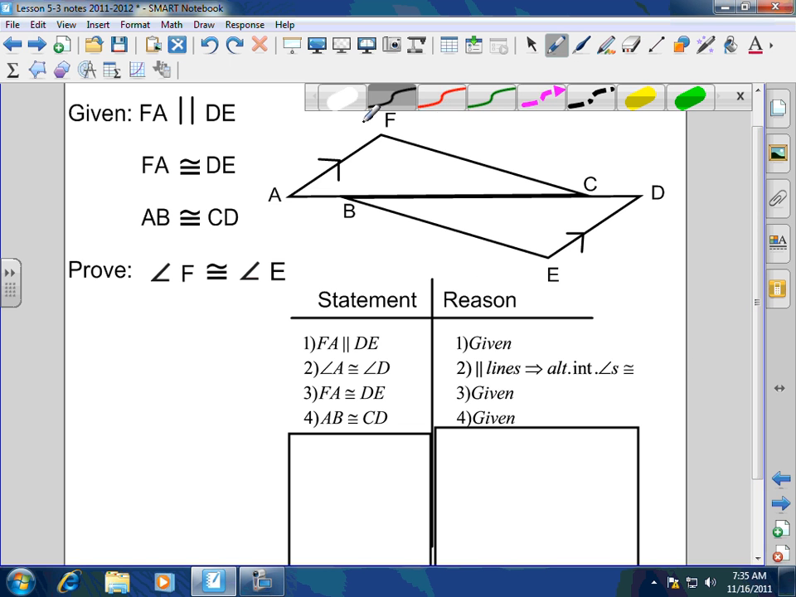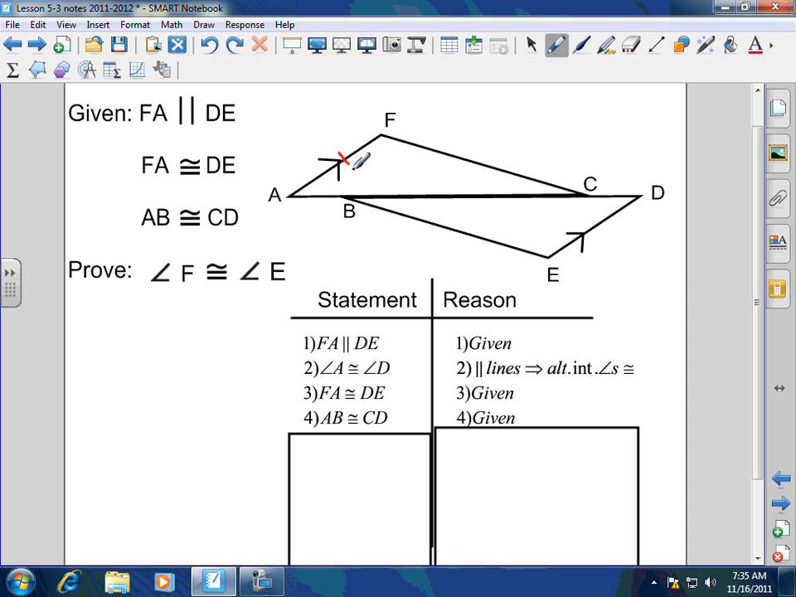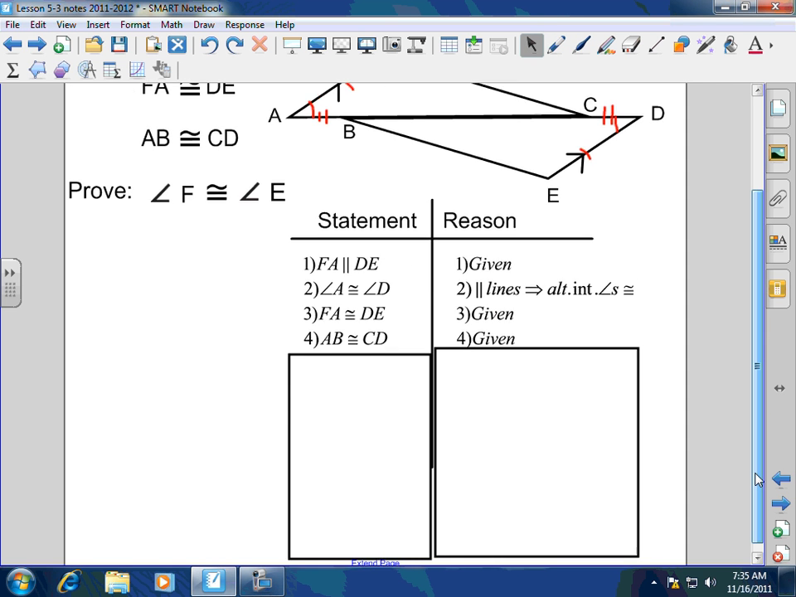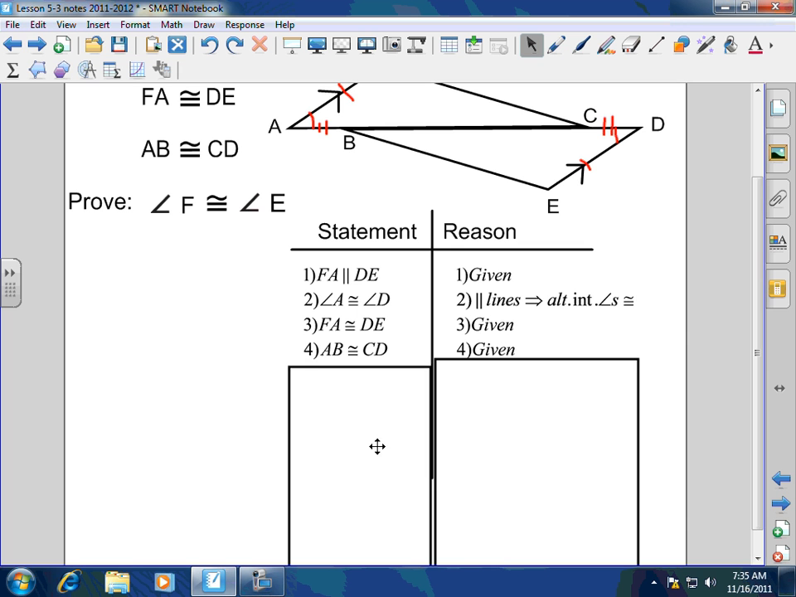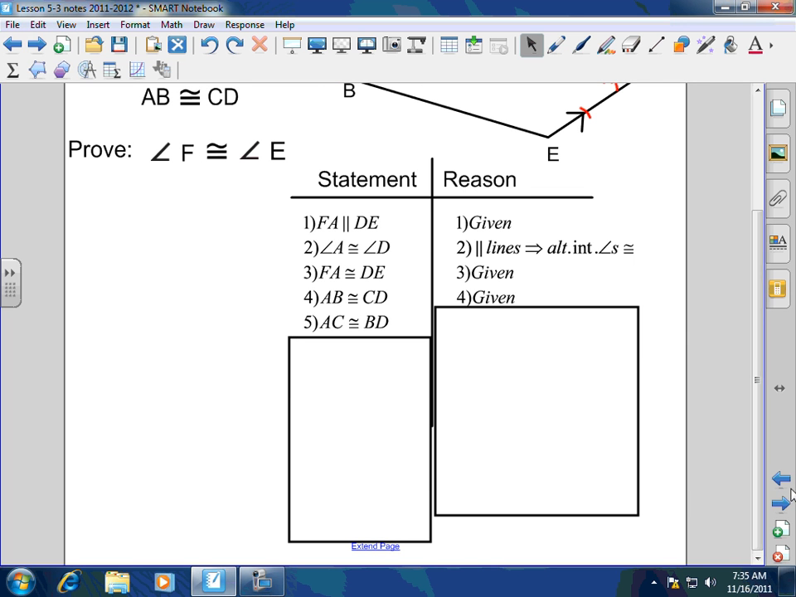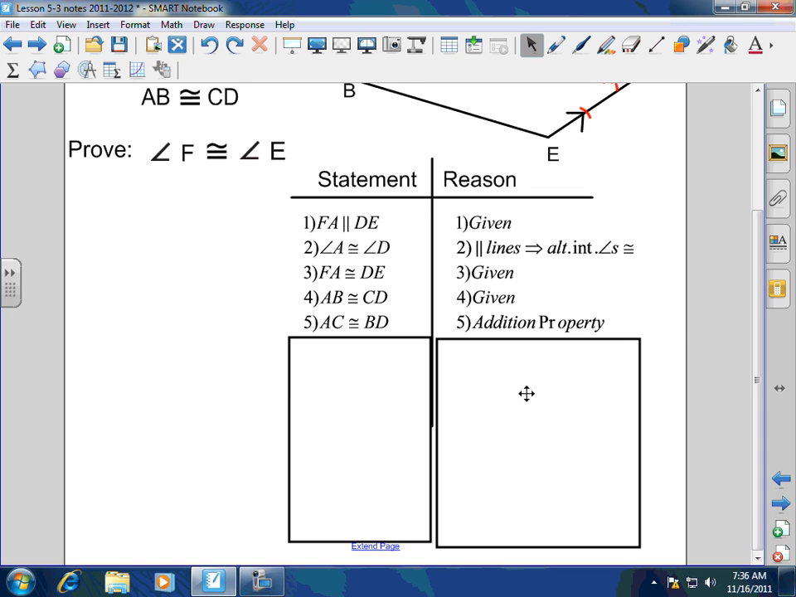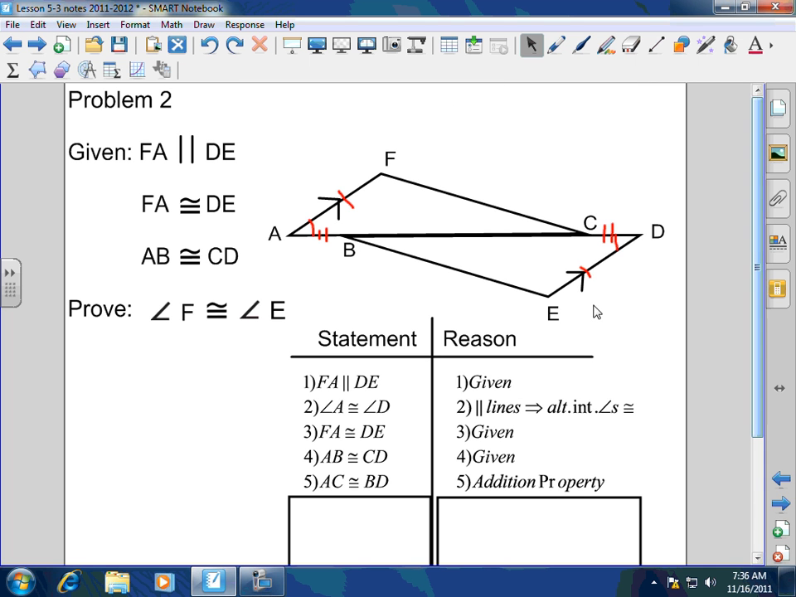So we've got FA is congruent to DE. Angle A is congruent to angle D. AB is congruent to CD. Now we're almost home here. What do we do now? Anybody? Okay. All right, good. AC would be congruent to BD. Why? The addition property. Well, think about it.